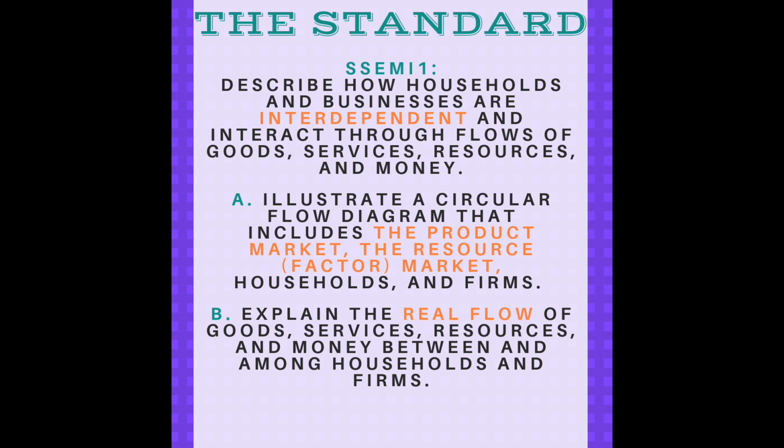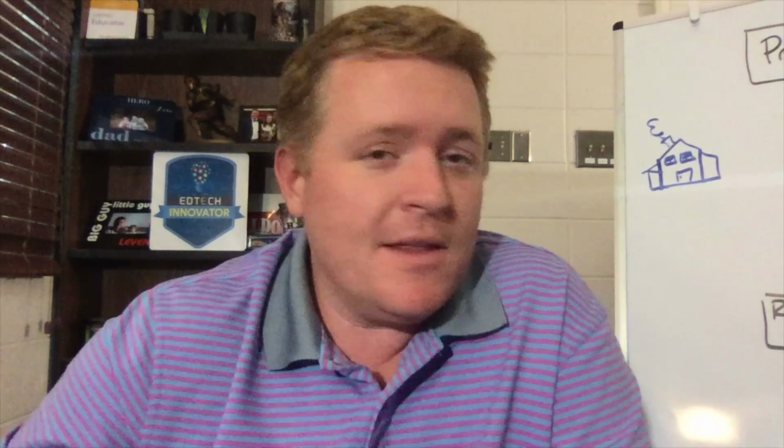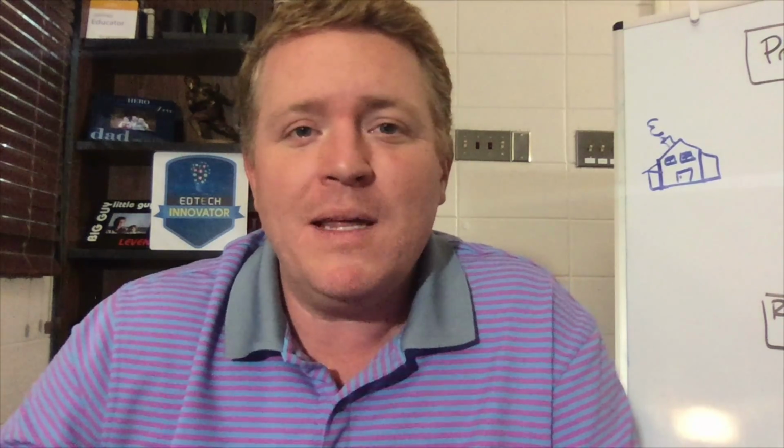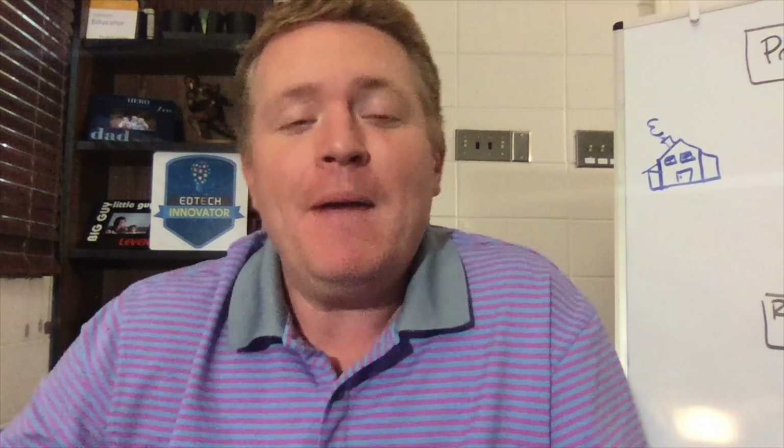We're just going to focus on SSEMI 1, which tells you that you need to be able to describe how households and businesses are interdependent and interact through flows of goods, services, resources, and money. Make sure you understand what that term interdependent means. Essentially, they depend on each other. Businesses need you and your household to buy those goods and services, and you need businesses to produce the goods and services that you need and want. So, interdependent. Make sure you understand that.